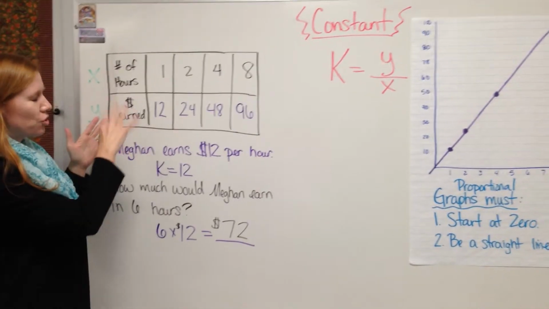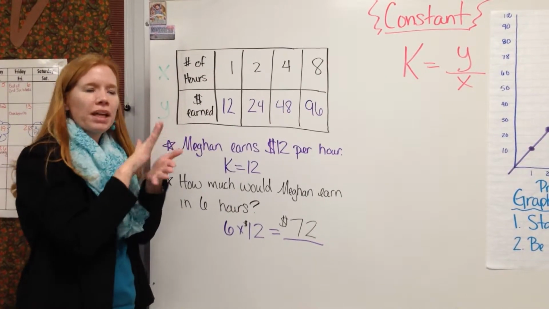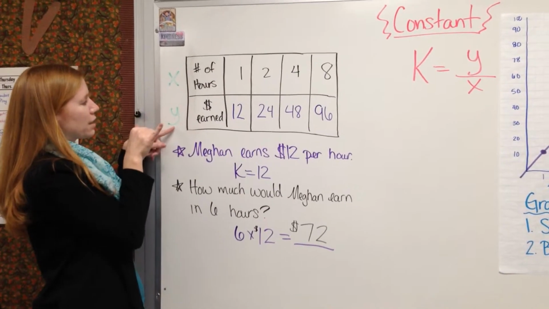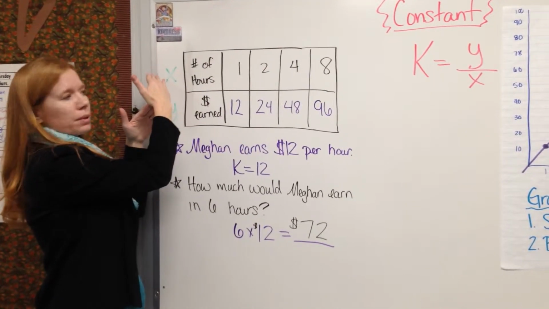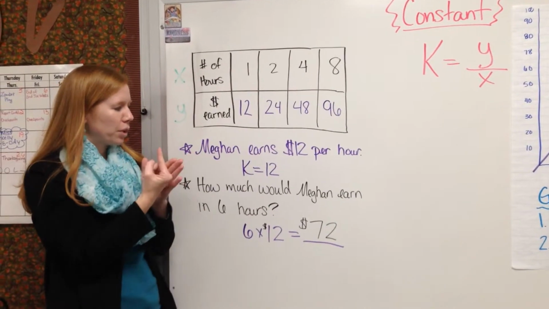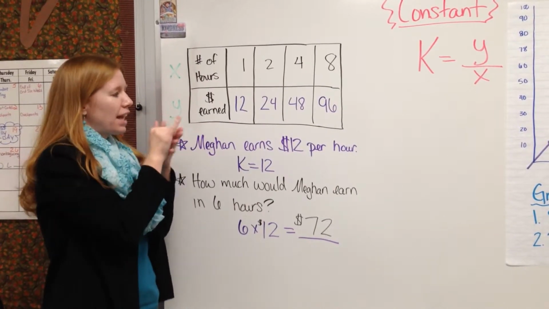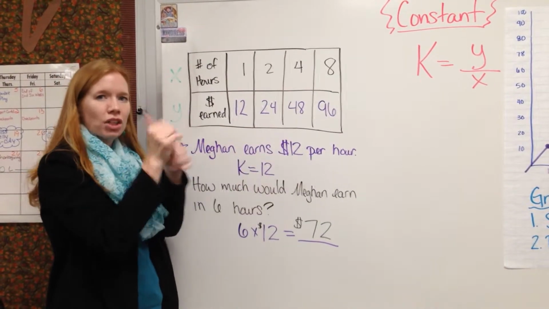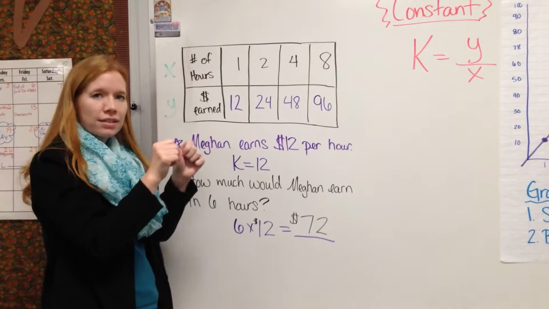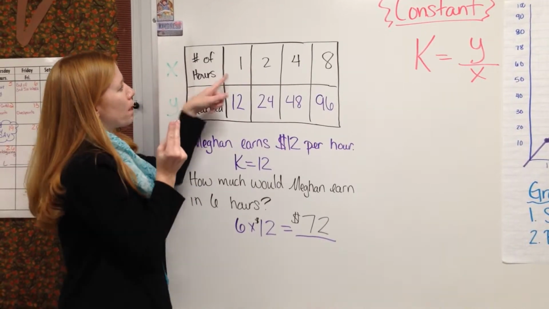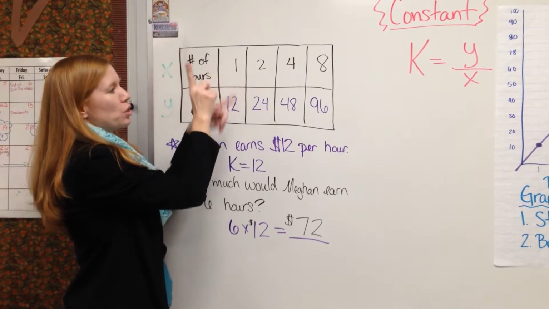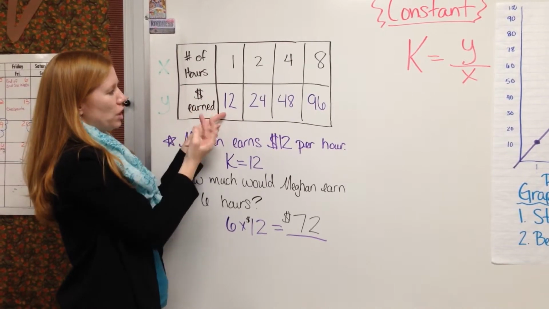I want you to take a look at this chart. This is the chart that you're going to see on your paper. If we have our y divided by x, the y is going to be on the bottom and x is on the top. Your paper says that Megan earns $12 per hour. So what you need to do is use that information, the $12 each hour, to figure out how much she earns. So my constant K is 12. So all I need to do is put in the x, which is 1, times 12, which equals 12.